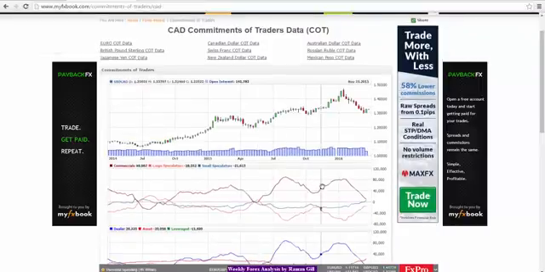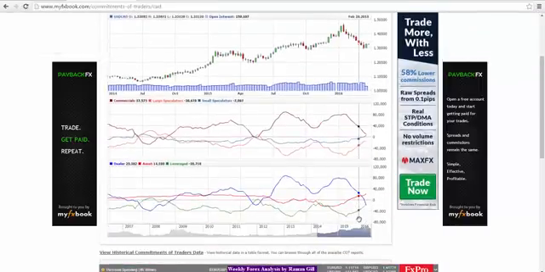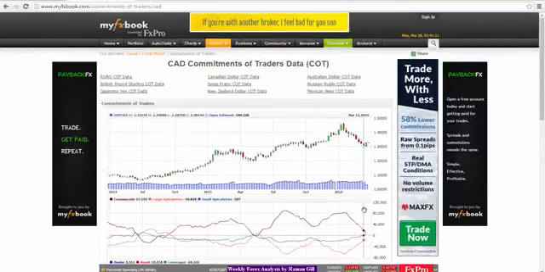For the Canadian dollar here, we see a decrease in the short positions. As we can see over the last few weeks, the short positions have been going down. So this week we went from 24,000 to 15,000. So that's a decrease in short positions, which would be bullish for the Canadian dollar. So dollar CAD would be bearish.